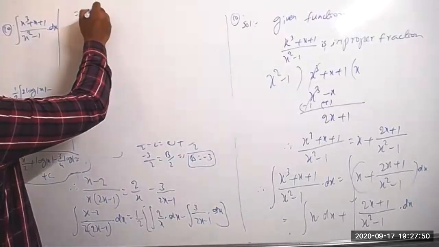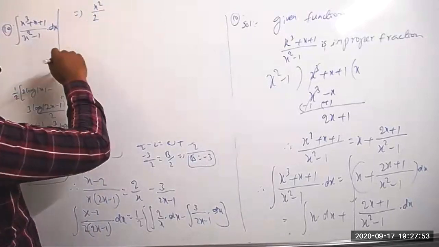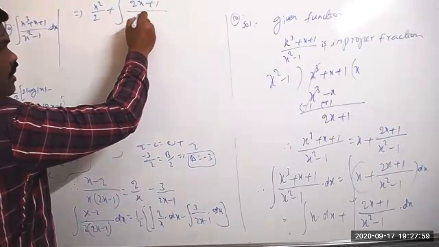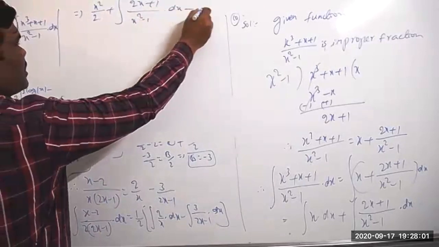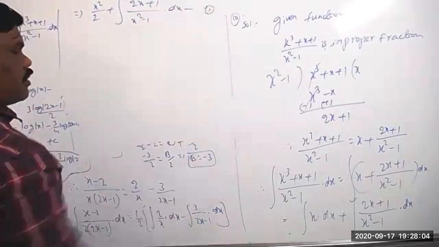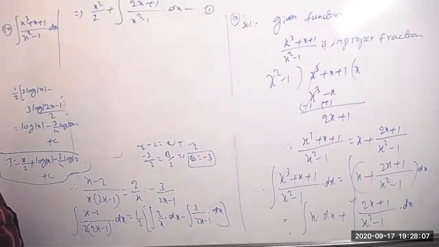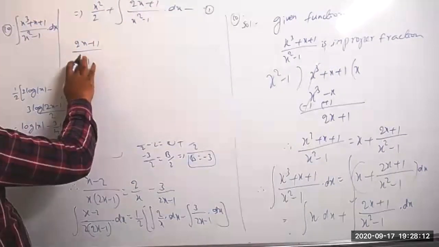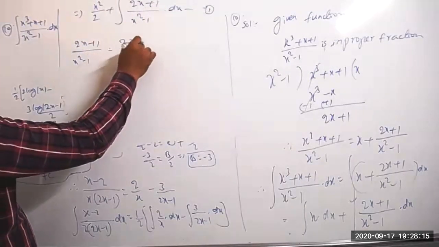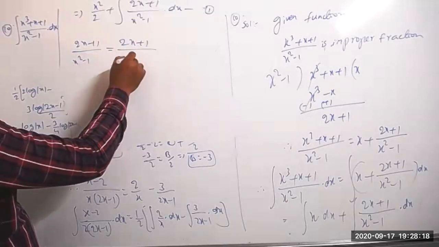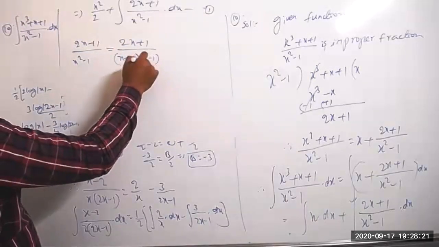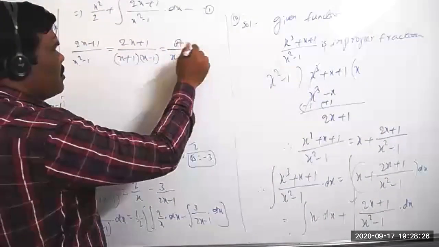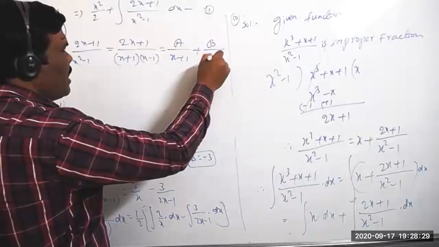So that is, you can write x square by 2 plus integration of 2x plus 1 by x square minus 1 into dx. It is equation number 1 you can take. Now I can do the second one. So 2x plus 1 by x square minus 1 equal to, write clearly, 2x plus 1 by a square minus b square equal to a plus b into a minus b. So this one I can write now as a by x plus 1 plus b by x minus 1.